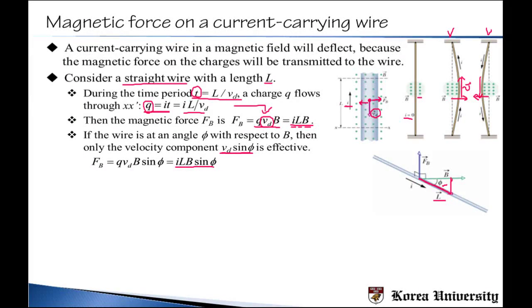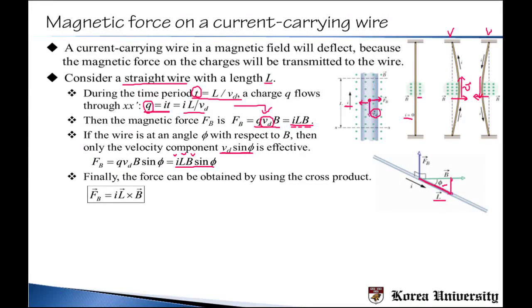Among the symbols shown here, maybe you can find the vectors. B is in fact a vector, and I told you that current is not a vector. It cannot be a vector, but we have chosen this L to be the vector. And sine phi is, of course, the angle between these two vectors. So we can simply rewrite it using the cross product between this L vector and B vector.